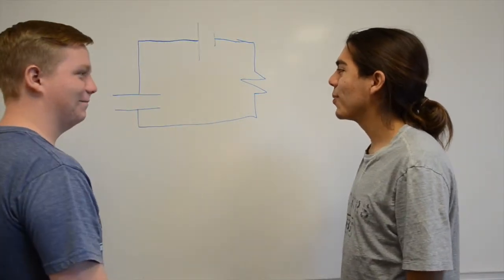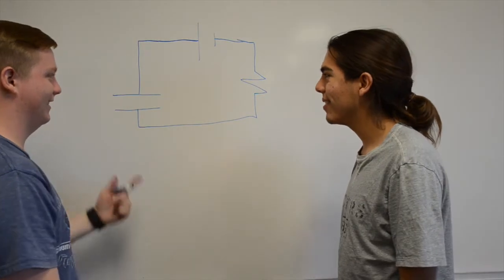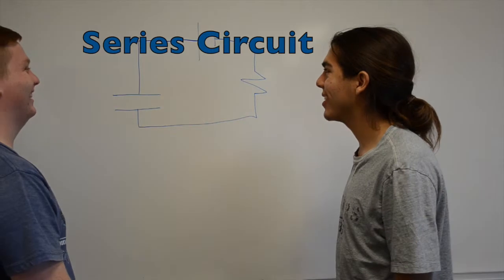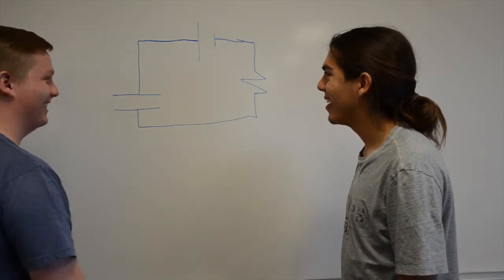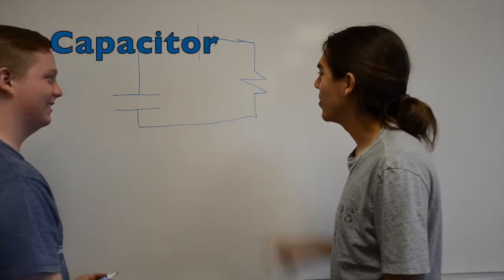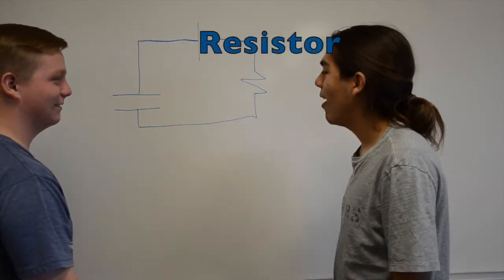Hey, Kai, what's that? This is right here. It's a circuit. What type of circuit? A series circuit. What's this? A battery. What's this? A capacitor. What's this? A resistor.